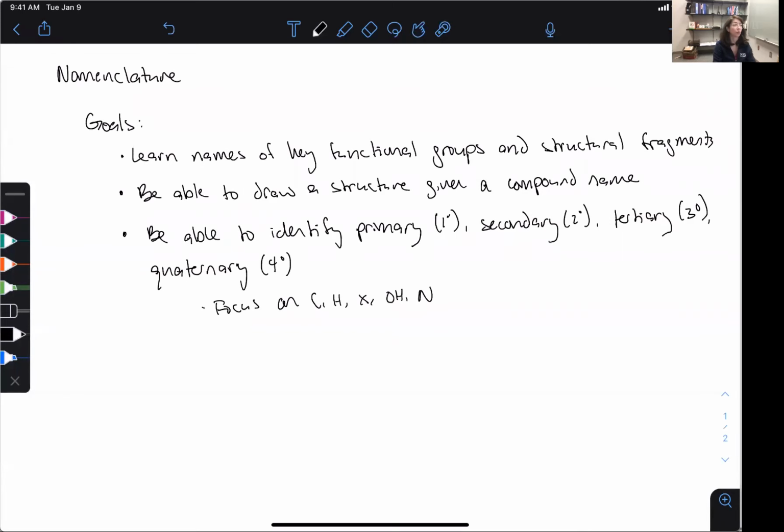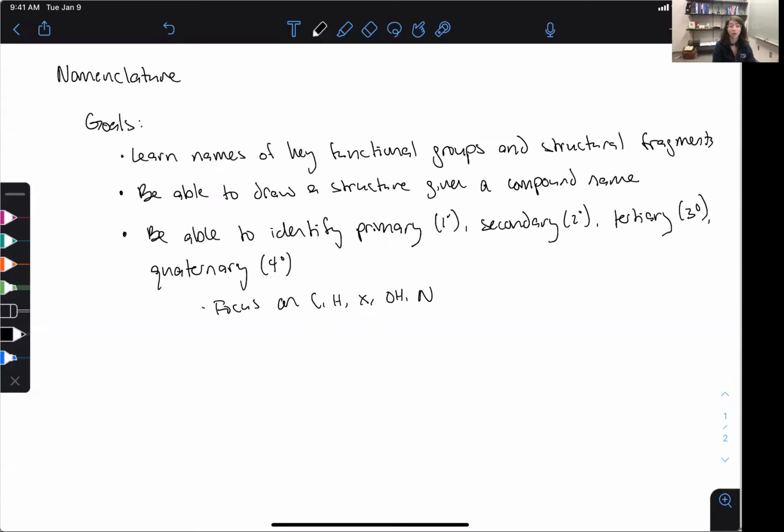Hi, everybody. I'm going to go over some nomenclature intro so that we're a little bit more prepared for when we start talking about nomenclature tomorrow. Nomenclature is kind of a necessary evil in organic chemistry, but we're going to try to keep it as light as possible. This is definitely a topic that you can dive into really deep. We are not going to be doing that.